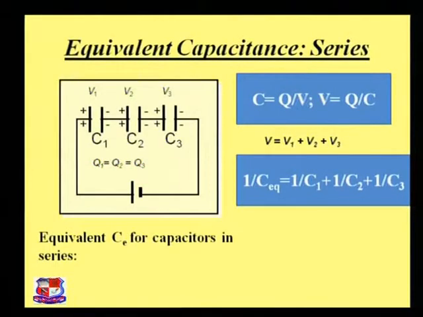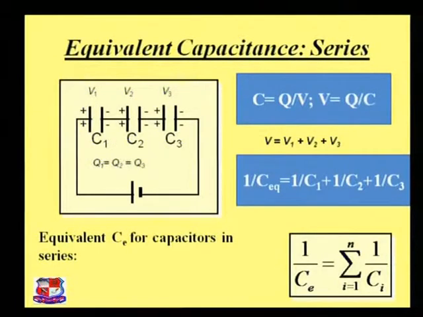This is the basic process which we already discussed, and this is the final equation. If you want to find the general form of the equivalent capacitance in a series circuit, then it is 1 by C equivalent equals sigma i equals 1 to n, for n capacitors connected in series, of 1 by Ci. This is the equation for the series capacitance.